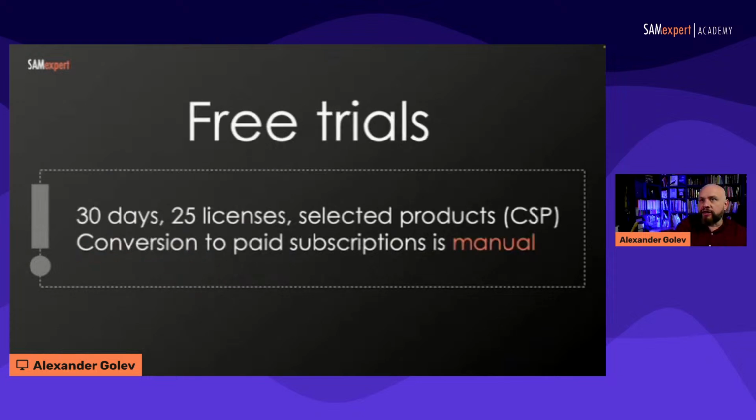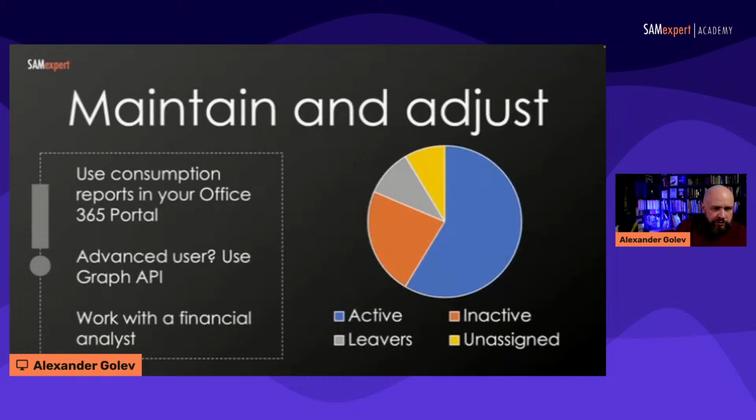But let's talk about free trials quickly. There are free trials available through CSP. And here, what you need to remember is that conversion to paid subscriptions is manual. But let me switch to, because we were talking about assigning and unassigning licenses, you can download reports from your Office 365 portal and basically figure out, if you know how to use Excel, detailed reports, activation and usage details.